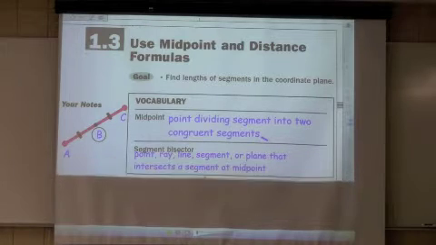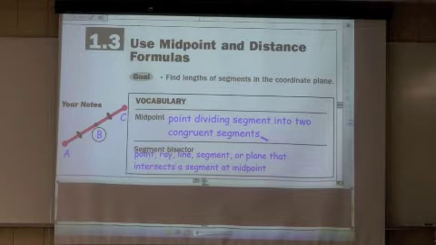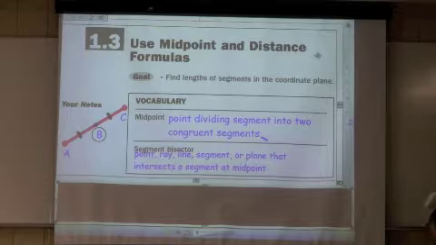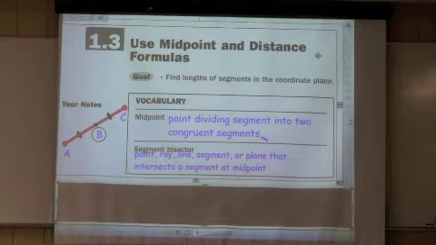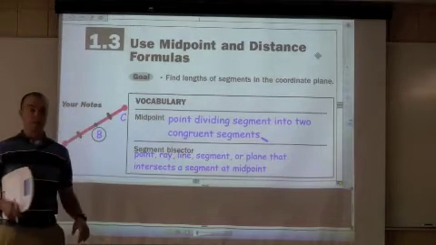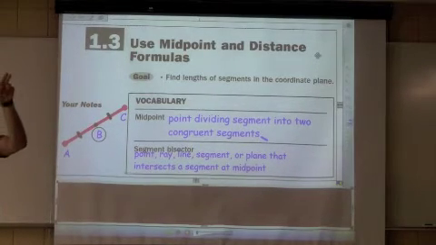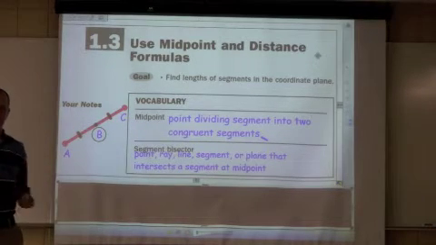Another vocab word we got here is a segment bisector. Okay, segment bisector. It could be a point, a ray, a line, another segment, or even a plane that intersects a segment at its midpoint. Now when you think of the root word bi, a lot of times I'll talk about Greek roots. Root word bi, what does it mean? Two. So a segment bisector literally cuts a segment into two equal pieces.